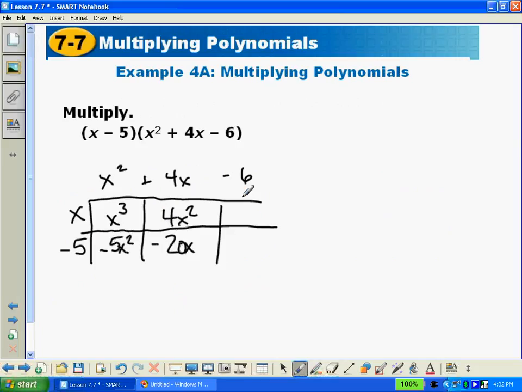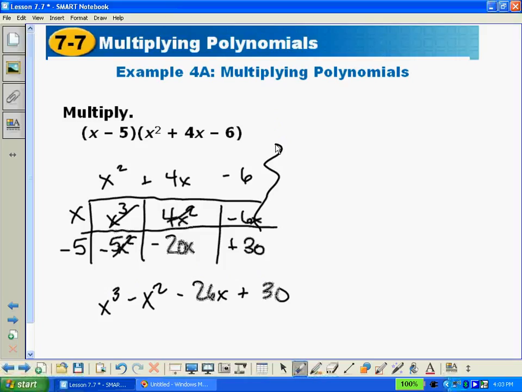Now you still have to simplify. And you know, this is kind of like that lattice method of multiplication that some of you may have learned. There is not another cubic term, so you have x cubed. Now, negative 5x squared and 4x squared, those are like terms. If you combine negative 5x squared plus 4x squared, you get negative 1x squared. Negative 20x combined with negative 6x is negative 26x. And then you have positive 30. And that's the final answer using the rectangle method. We could also use the vertical method.